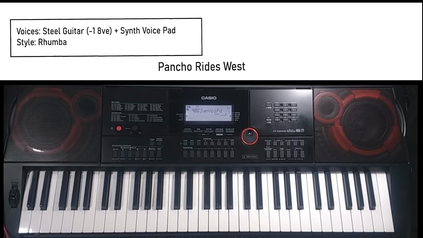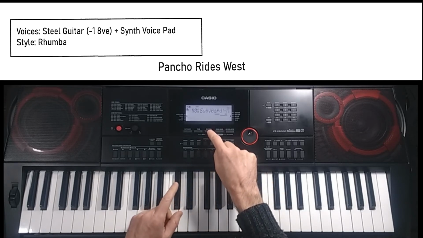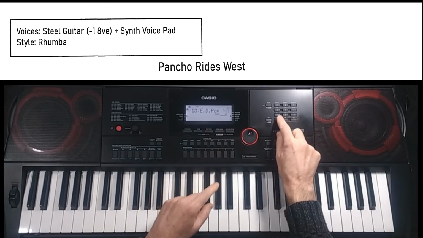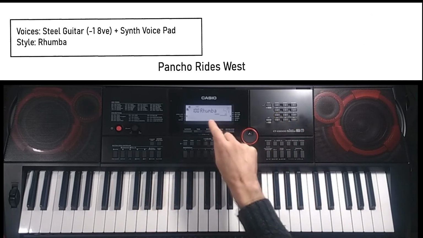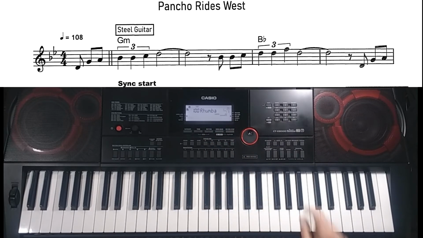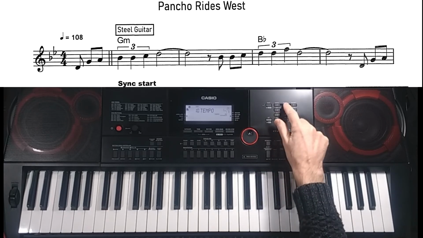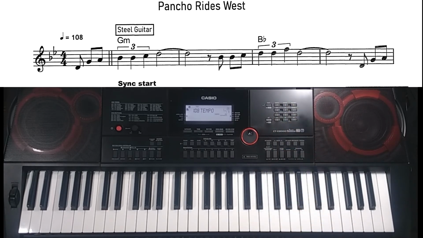The style or rhythm is a rumba, so I'll press the rhythm button here and then type in 100, which is a rumba. And I need to set this to 108 beats per minute. So press the tempo button. I can type in 108. We're now at 108 beats per minute.